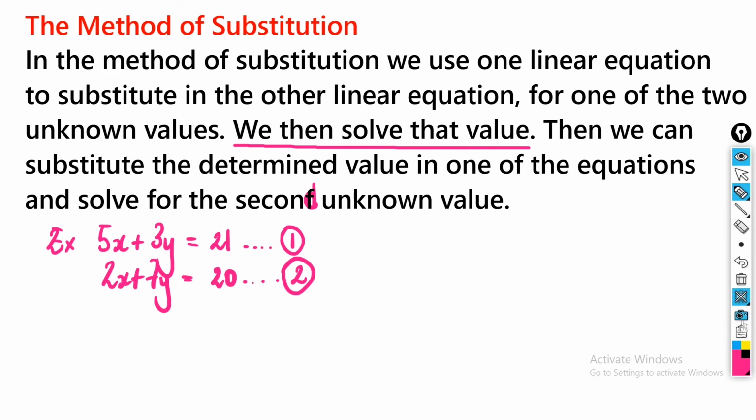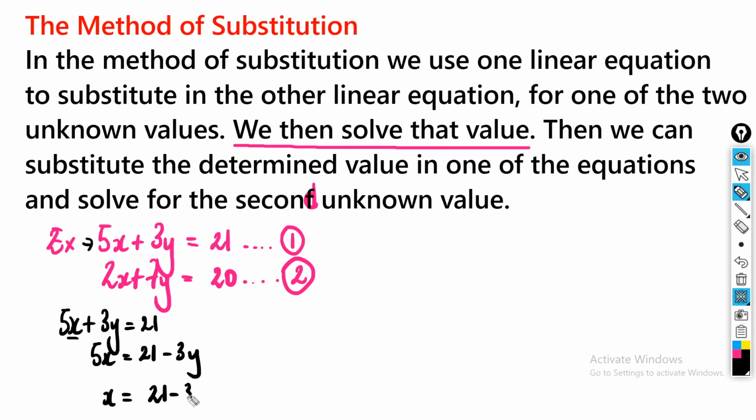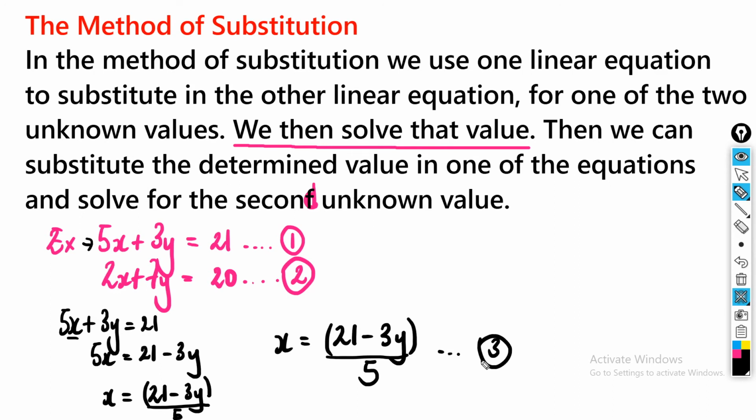And let's just solve for that right now. So the first thing we're gonna do, guys, is look at the first equation here: 5x plus 3y is equal to 21. And what I'm gonna do here is solve for this x, right? So I'm gonna say 5x is equal to 21 minus 3y. And then to find x, I have 21 minus 3y, all of this divided by 5. Cool? So I'm gonna end up with x is equal to 21 minus 3y all over 5. And this is equation 3. Okay, guys?